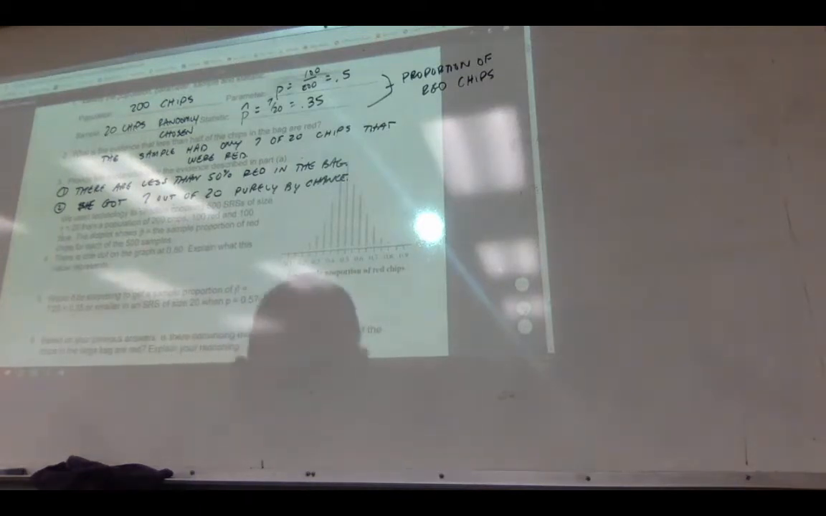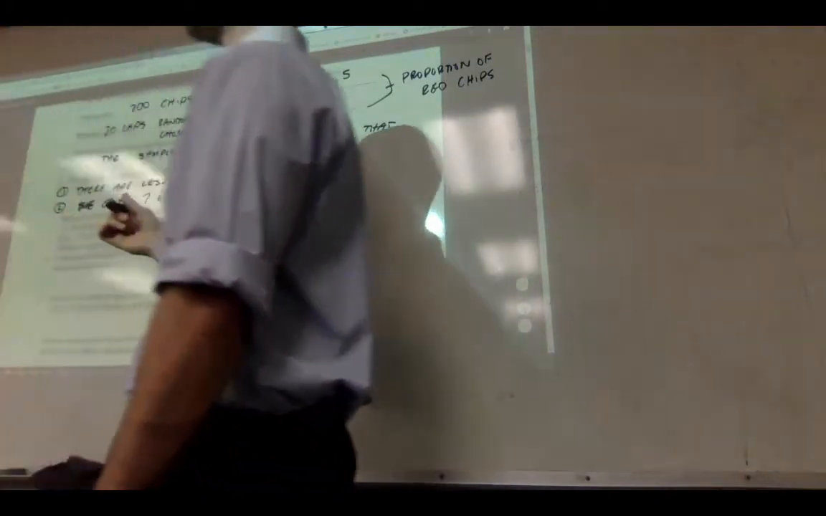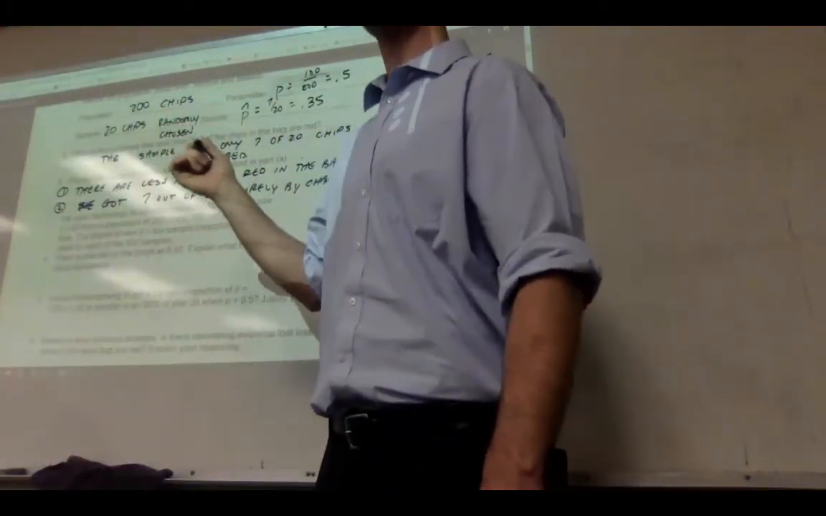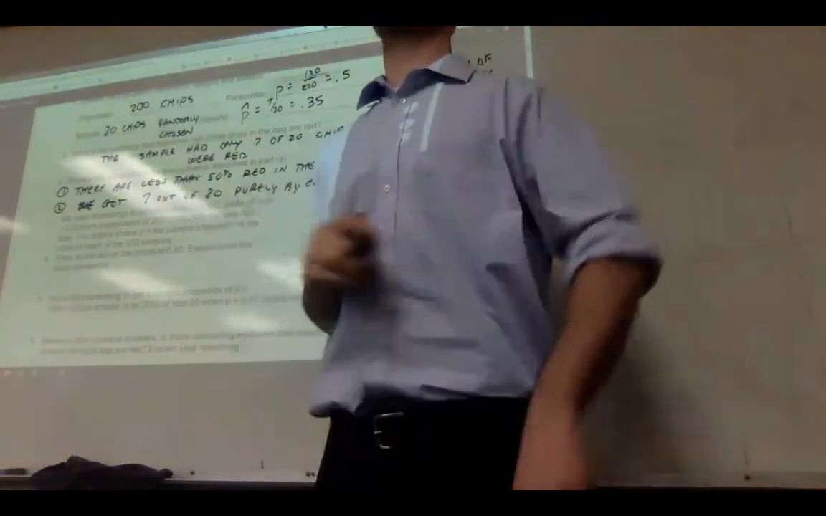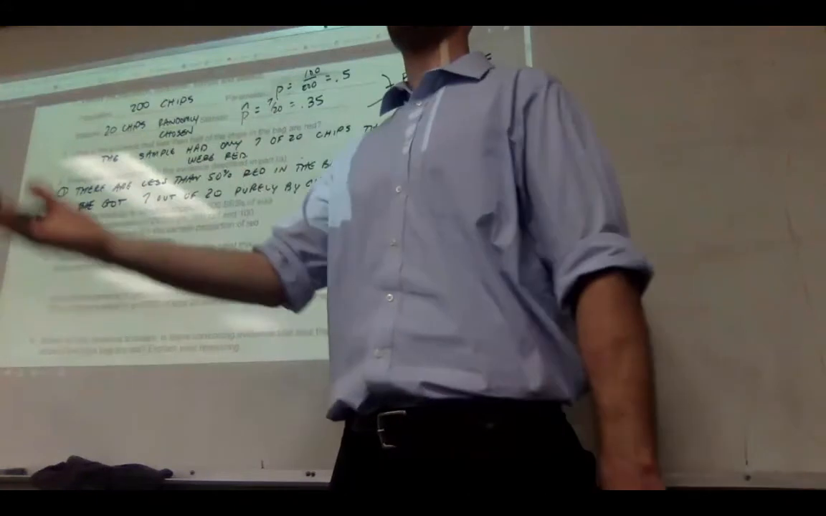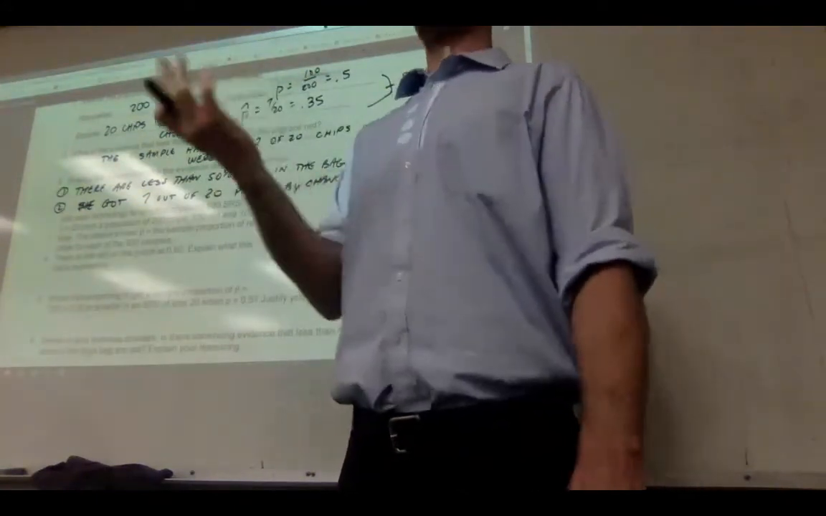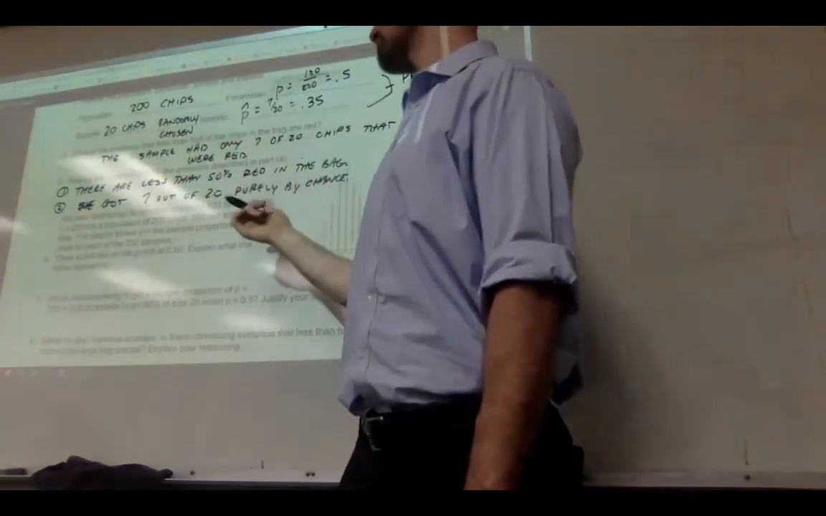And what we're going to end up evaluating is how likely it was, based on the actual data, that she got 7 out of 20 purely by chance. Because what might have happened is 50% of the people that pulled out of the bag got 7 out of 20. Well, does that mean that the true mean was 50%? Who knows? That's what we're going to evaluate.